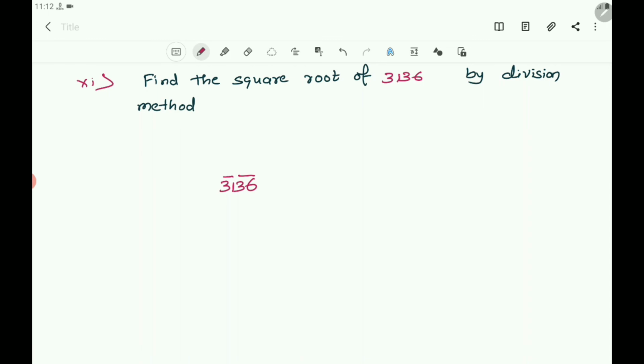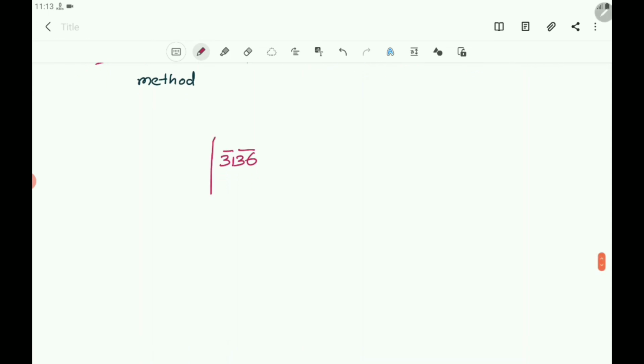Now you consider the 31. 31 is not a perfect square. The nearest perfect square smaller than it is 25. 25 is a square of 5. So 5 5s are 25. Then you subtract 25 from 31. 11 minus 5 is 6, 2 minus 2 is 0. Then you take the digits under the next bar, 3 6. You get here 636.